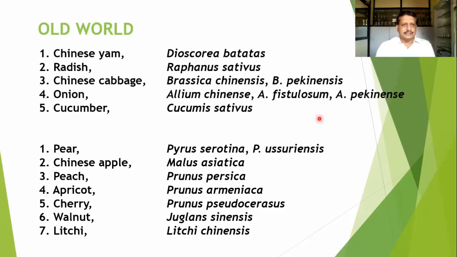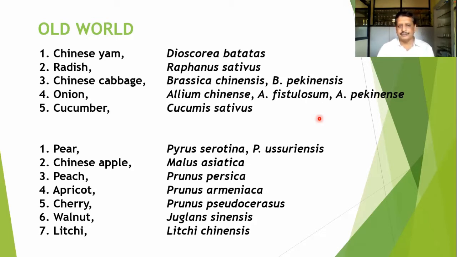The old world has many locations, so it has been split into regions. So it is the Chinese yam, Dioscorea batatas, then radish, Raphanus sativus. These are also originated from the Chinese origin. Then Chinese cabbage, Brassica chinensis or Brassica pekinensis. Onion, it is the Allium species, and various species can be there. Then cucumber, that is Cucumis sativus. So these are also found in some of the Chinese origin regions.